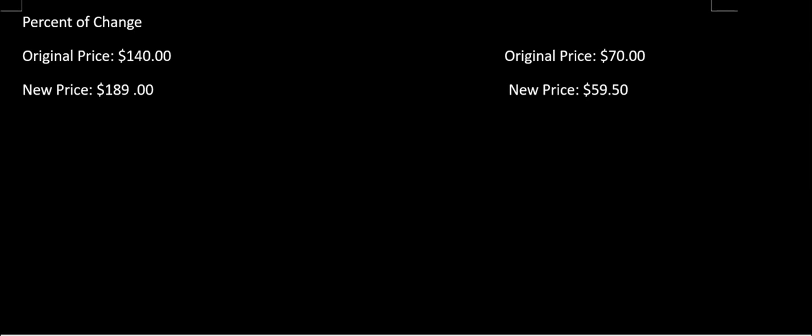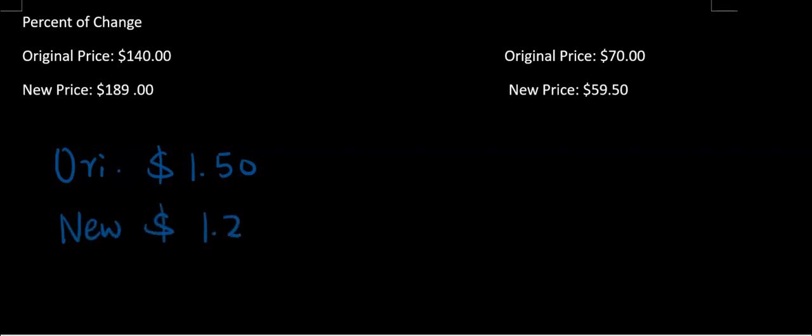All right. Our next question is, we go to Subway. Subway, the original price is $1.50, and the new price is $1.25. Go ahead and figure out percent of change. Pause this video, try this.